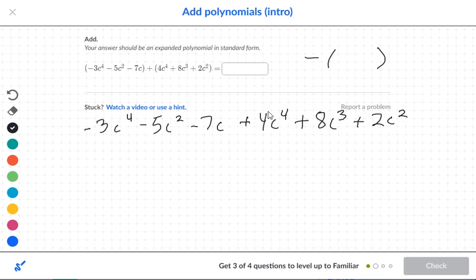So I want to look at the problem here, only look at the degrees. So if you scan the degrees, you see you have a 4, you have a 2, that's a 1, that's a 4, that's a 3, and that's a 2. So the highest exponent here is 4. So let's circle it. And here's another one to the 4, so let's circle this one.